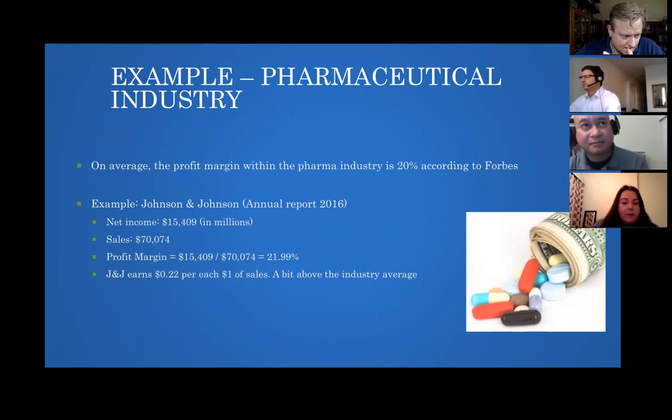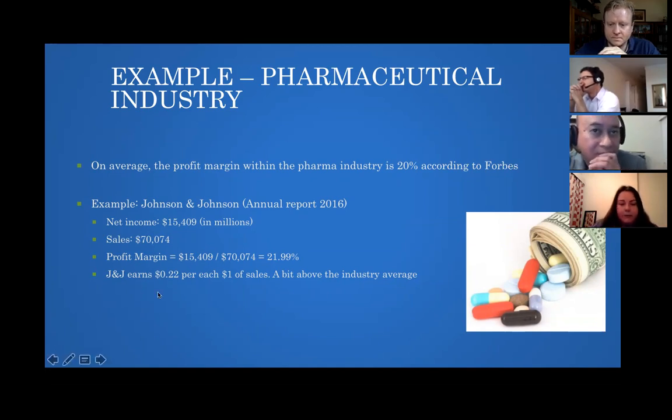As net income, Johnson & Johnson, in the annual report published on their website, had a bit above 15 billion. The sales were 70 billion, and so if you divide the net income by the sales, that's 21.99. So basically, they earn a bit less than 22 cents for each dollar of sales. So it's above the industry average, but just to give you another data point.